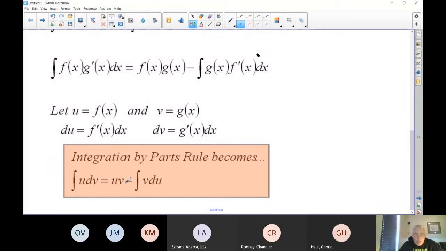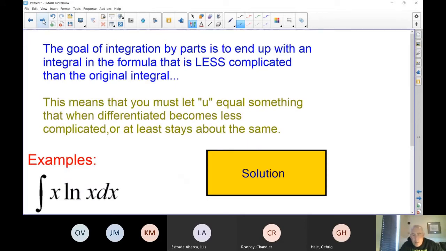Here's the goal of integration by parts. When you look at your formula, the integral of u dv is equal to uv minus the integral of v du. You can see that in the formula, there's an integral. Here's the goal: you want to start out with some integral that you're stumped with, that you can't do just by inspection, by looking at it. And then you want to, through this formula, generate an integral that is less complicated than the one you started with.